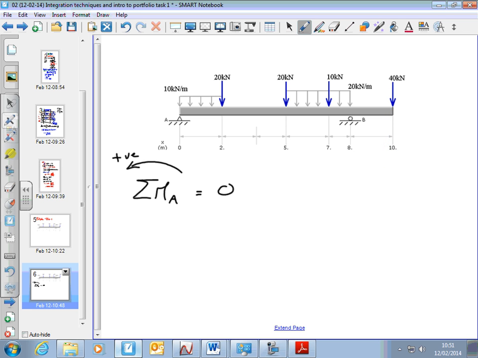So the sum of the moments about A equals, the first one will be this UDL, so it's 10 kilonewtons per meter over a distance of 2 meters, so altogether that will be 2 times 10 is 20 kilonewtons. So we replace this with a 20 kilonewton force acting in the middle at a distance of 1 meter. So that will be 20 times 1. And because it's acting clockwise, it will be negative, so it's minus 20 times 1. And then we go along, doing each one in turn. So write down what the moments are for each of the other point forces and this other UDL.